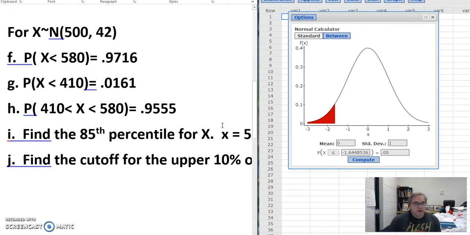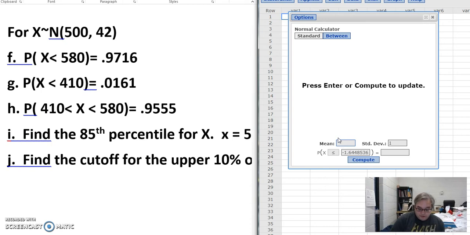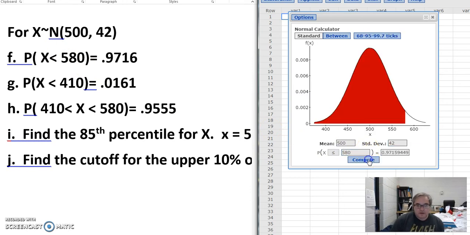If I go up to another kind of normal problem, this is my notation. X is distributed normally. My mean is 500. My standard deviation is 42. And then I can start answering questions again. I want the probability that I have a value less than 580. So I change this value to 580, and get 0.9716.